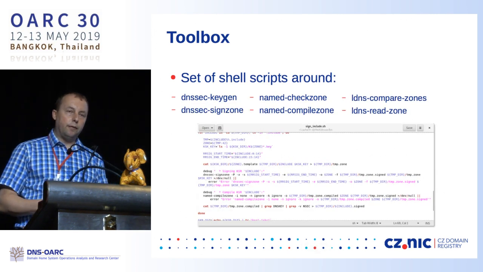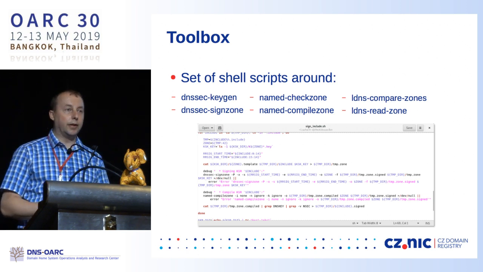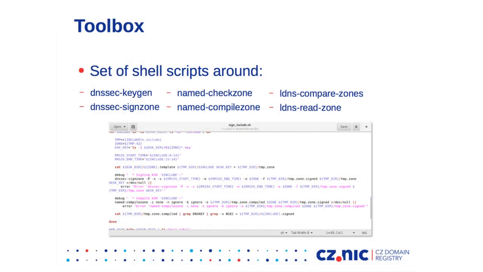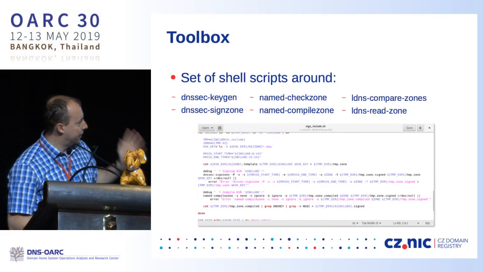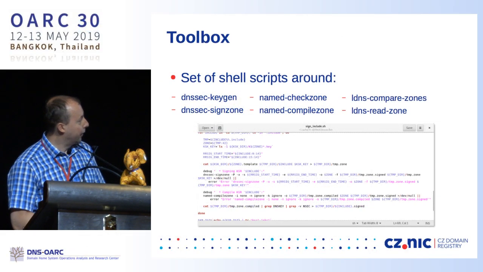So actually we have three sets of shell scripts that we are using to manage all these operations. One for generating the key signing request, one for generating the signed key response, and one for signing the zone. Those are shell scripts written on top of the famous tools from BIND and LDNS, like dnssec and signzone, various checking tools, and yeah, it's interesting, I would say.